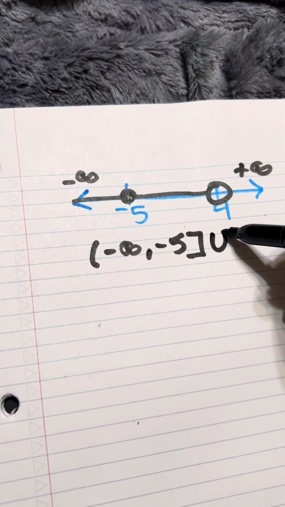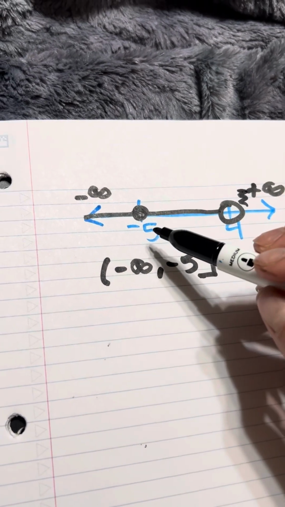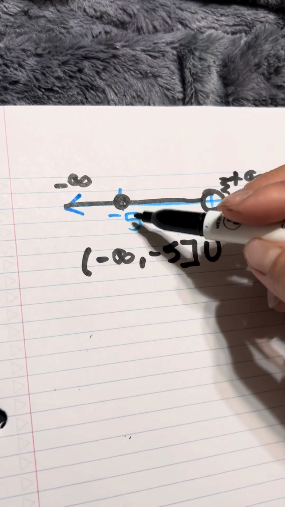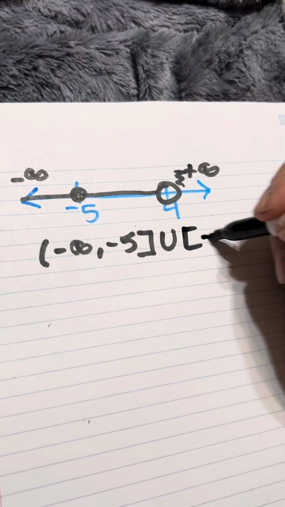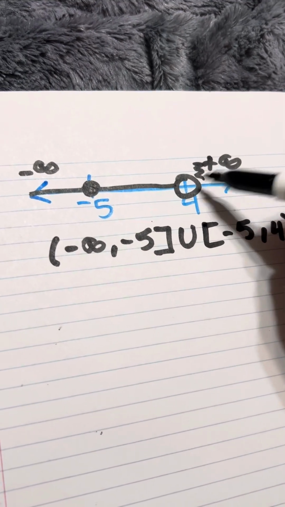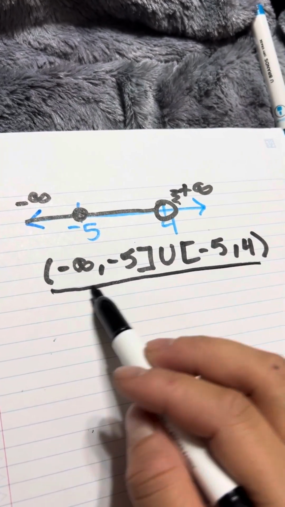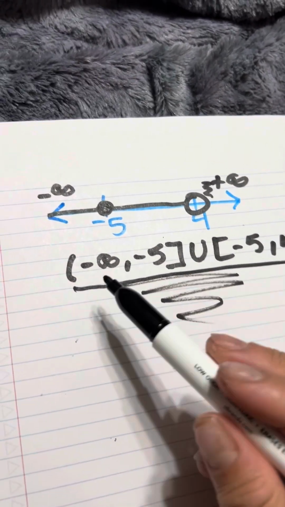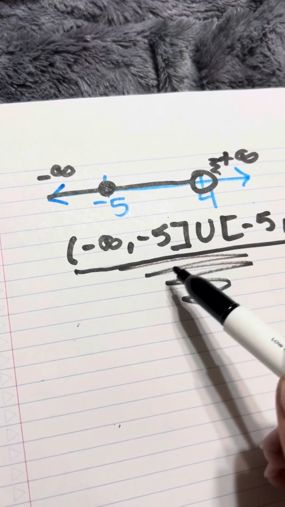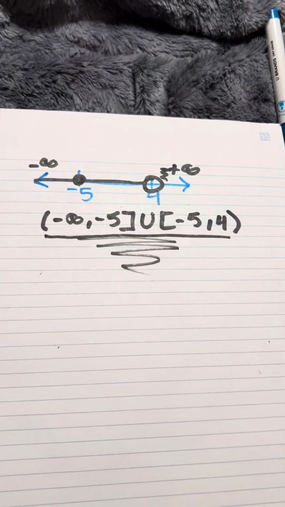Then we're going to have union. And since this region didn't work right here, your two values are going to be -5 and 4. Meaning, closed circle, so we're going to do bracket -5 again, and then we're going to do 4 parenthesis. And an open circle always means parenthesis. So this is going to be the interval notation. So we have parenthesis, negative infinity, -5 bracket, union, bracket -5, 4 parenthesis. And that is it.